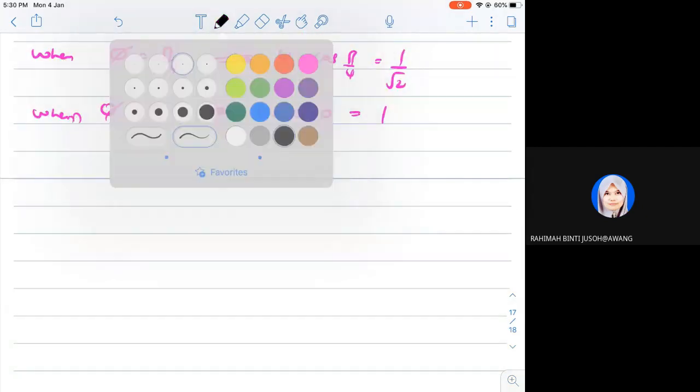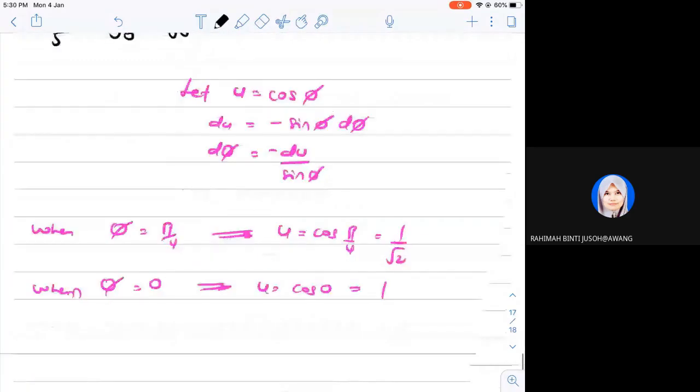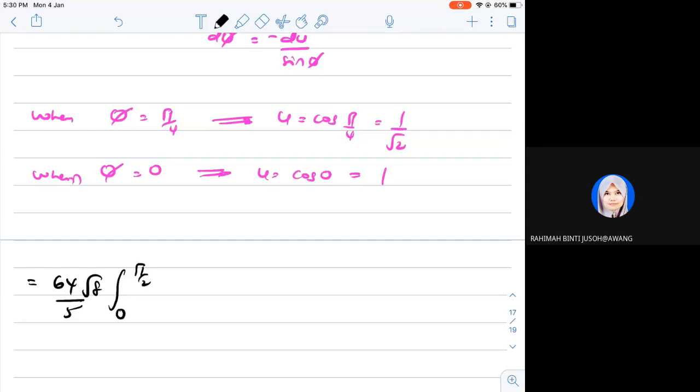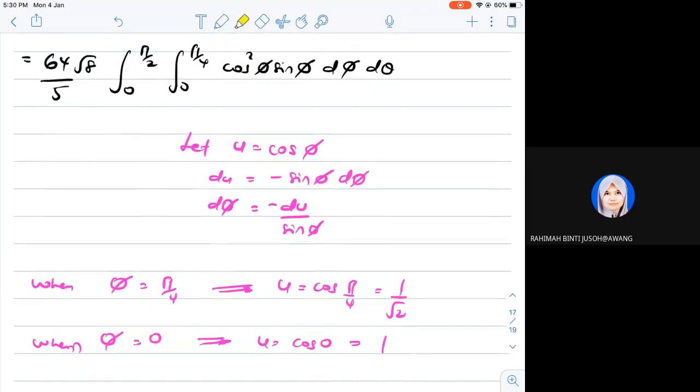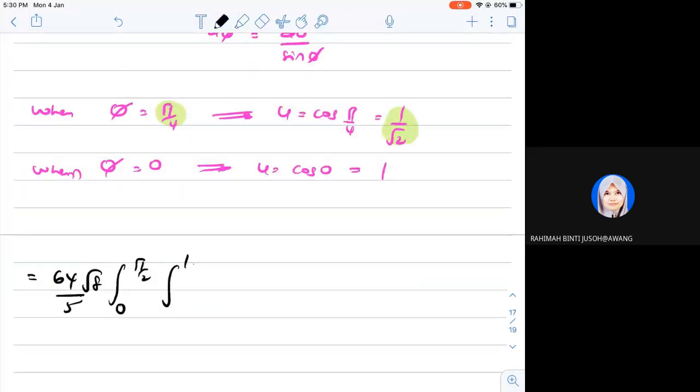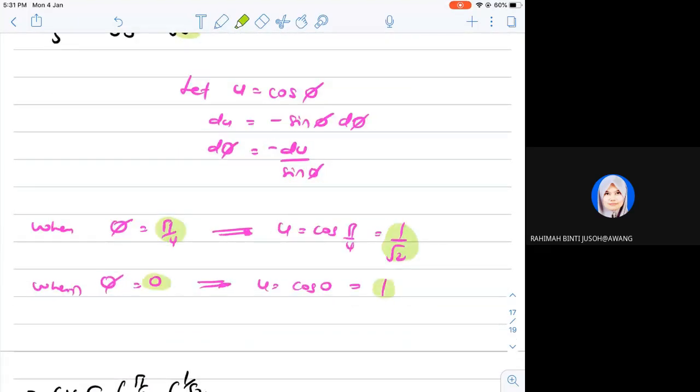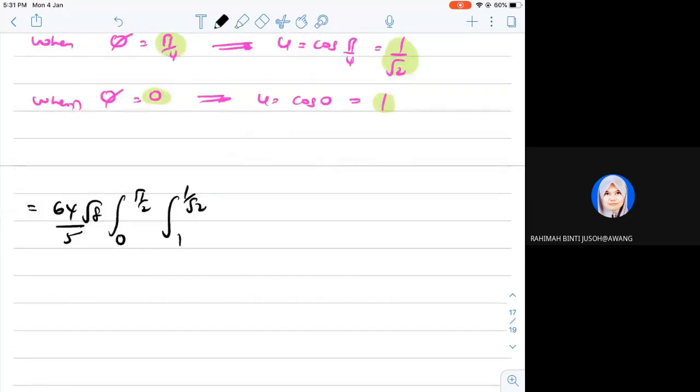So automatically, our integration will turn into 64 square root of 8 over 5, integration from 0 until pi over 2. And then we change the limit. So pi over 4 becomes 1 over square root 2, and then 0 becomes 1. So we have 1 here like this.